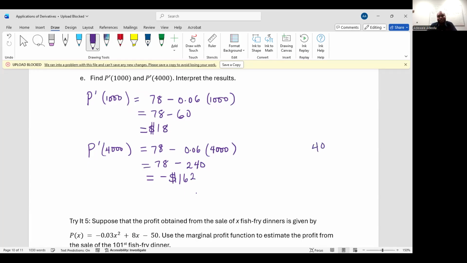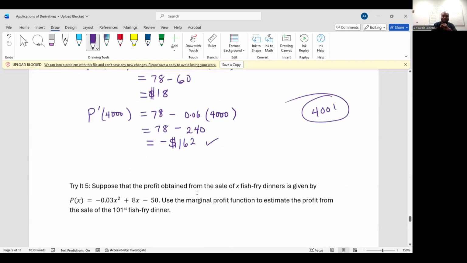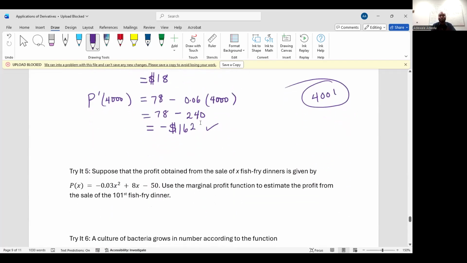So meaning by the time you are producing the 4,001st, you are not making profit anymore. You are really losing. And that explains why when you compute the money you are generating on selling the next item after 4,000, it is negative. So you can see, in fact, you are losing $162 in profit. So you can see how beautiful this is because it will inform business owners.